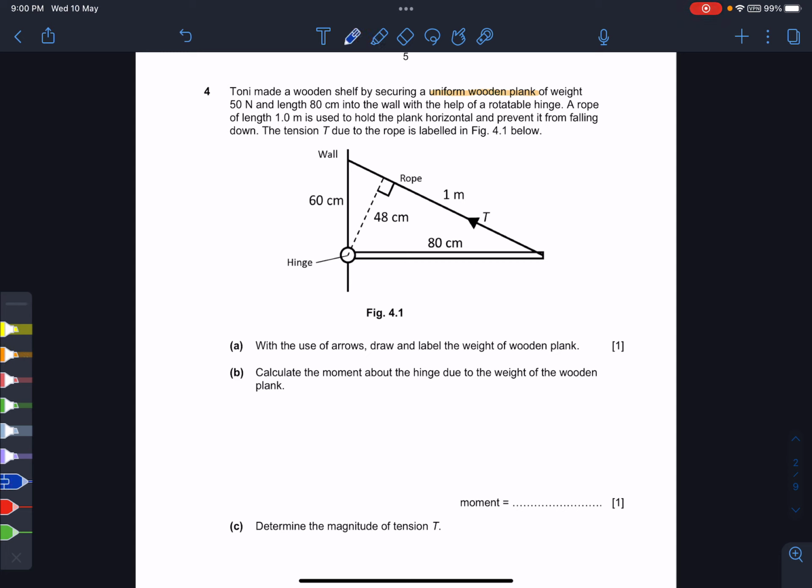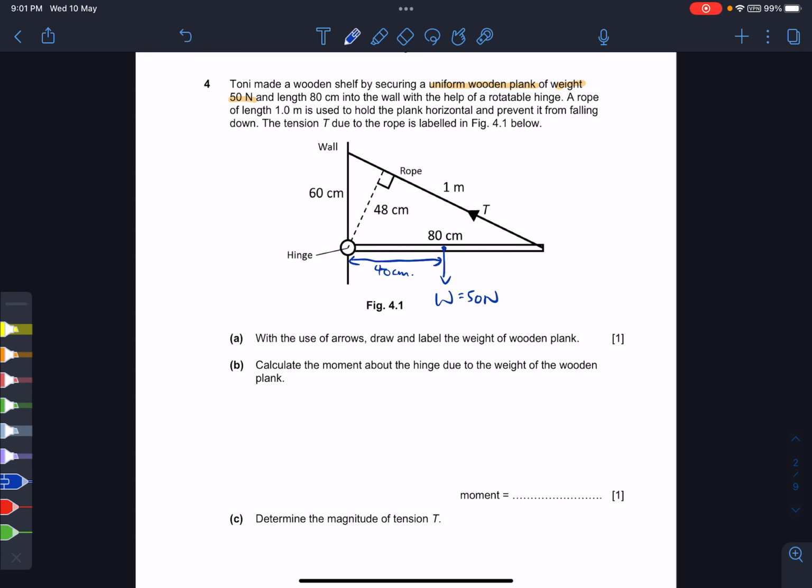So we are supposed to label. This plank is 80 cm. The middle of 80 cm is 40 cm. So therefore, here, downwards, this is your weight, and the distance here would be 40 cm. They also say label the weight. Did they tell you the weight? They did tell you the weight here: weight of 50 Newton. So W equal to 50 Newton. So I labeled it. With that, 4A is done.